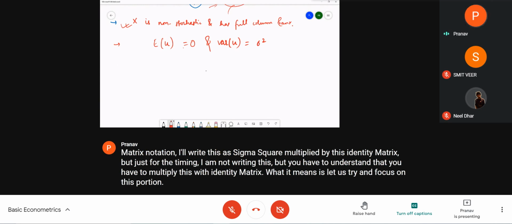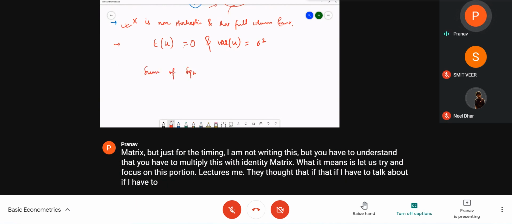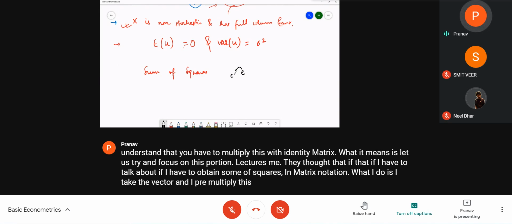Now, we had seen in the last few lectures that if I have to obtain the sum of squares in matrix notation, what I do is I take the vector and I pre-multiply this vector by its transpose.